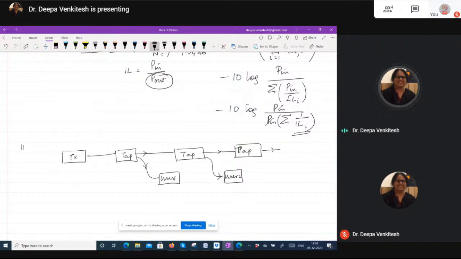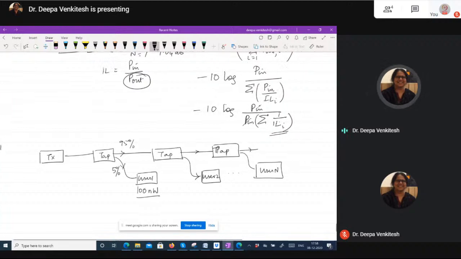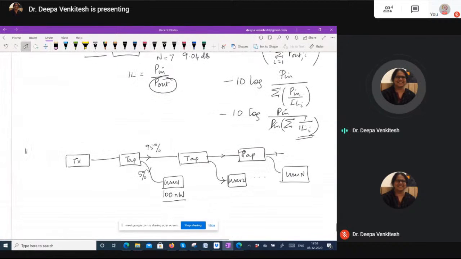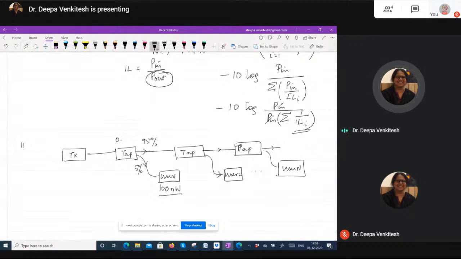So the last tap is user N. The question is, the receiver needs a minimum of 100 nanowatt. This receiver needs 100 nanowatt to operate satisfactorily. The couplers couple a power ratio. So as I said, this power that's coupled out is small. This is 5%, so this is 95%. Assuming 0.5 dB insertion loss for each coupler. So this is insertion loss, which means this includes the split loss and the excess loss. So 0.5 dB at each coupler.